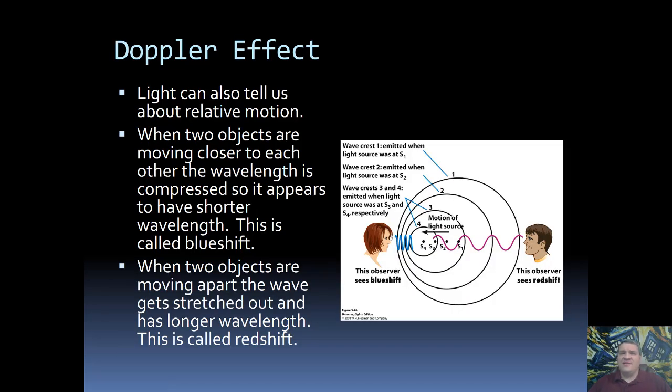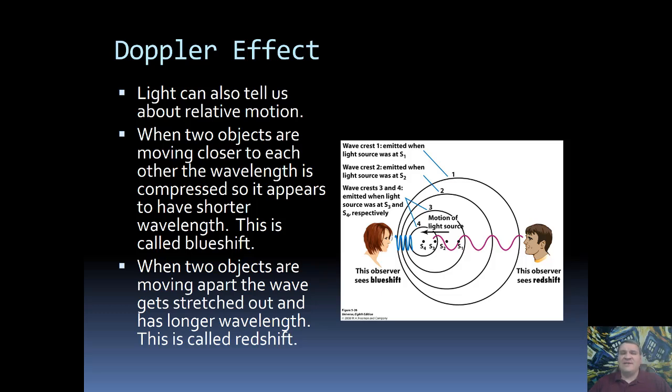One last piece when dealing with how we can learn from light. We can actually figure out the relative motion of an object, specifically whether it's coming towards or away from us. This happens because of the Doppler effect. Now, odds are you're probably already familiar with the Doppler effect, just not with light. You probably are familiar with it from sound.